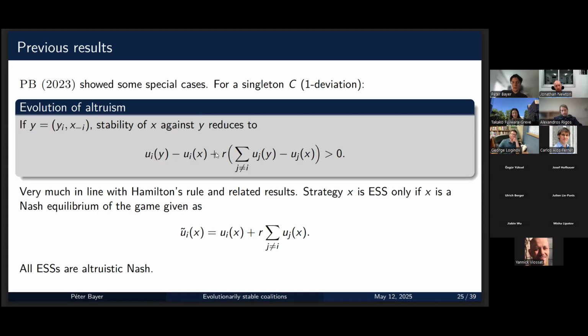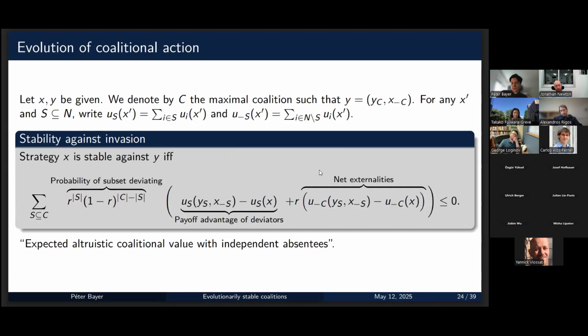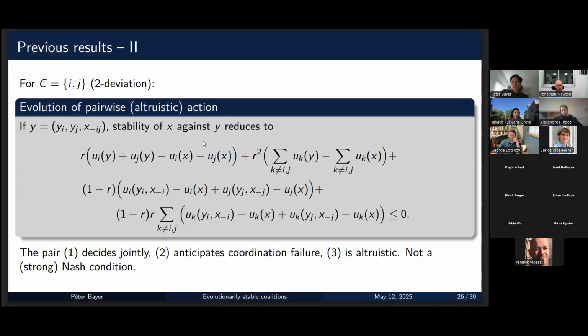Okay, so this little thing is this monster, just for C equals the set I. Okay, here's another small example, or small, but already quite large. If C is a pair of players, so I and J are changing their behavior, the mutant strategy is YI, YJ, and everyone else plays X. The stability of X versus Y reduces to this thing.